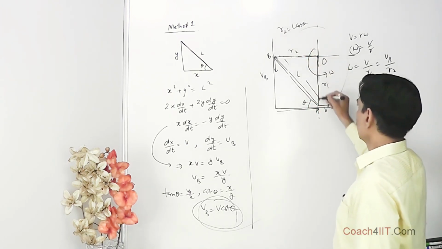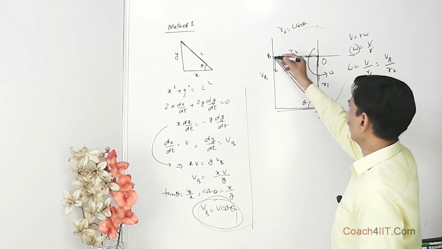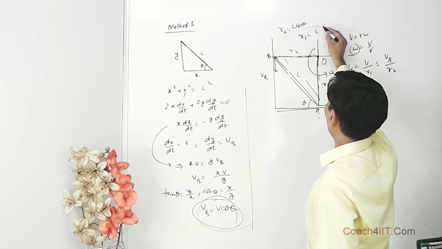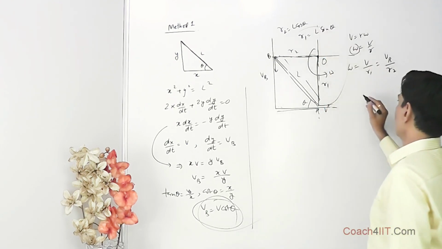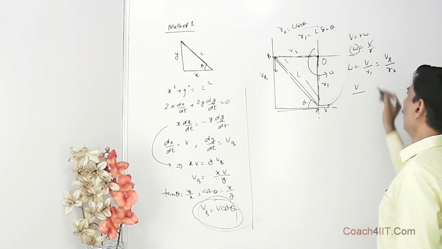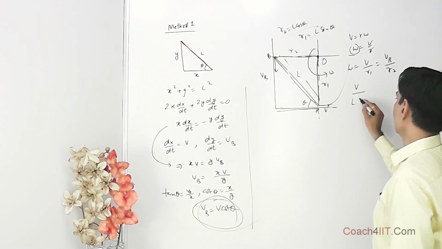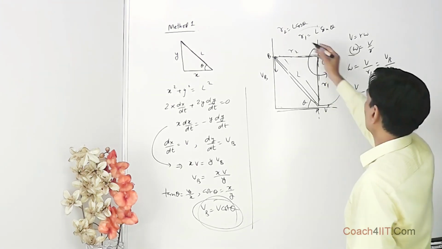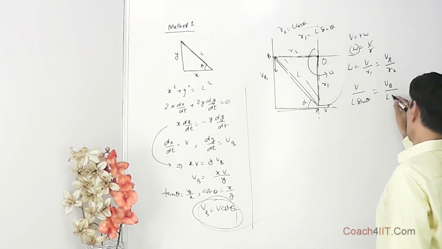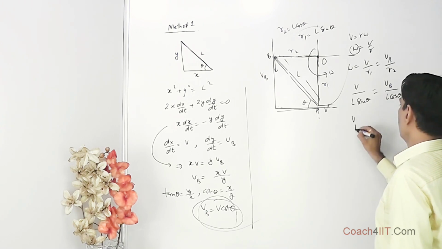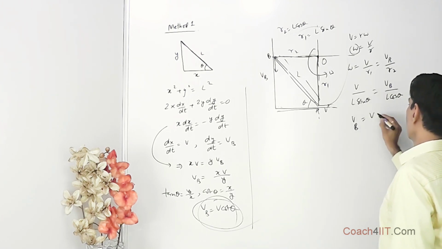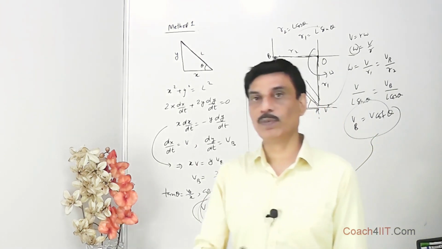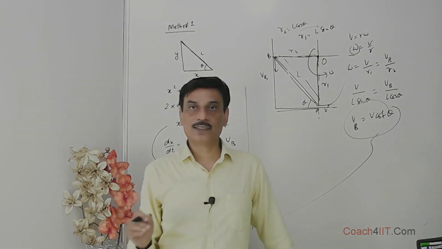And what is R1? If this is L cos theta, this is L sin theta. So R1 is equal to L sin theta. We put it over here: V by L sin theta is equal to Vb upon L cos theta. L and L get cancelled, so Vb is V into cot theta. Once again we get the same answer. So by all three methods we get the same answer.